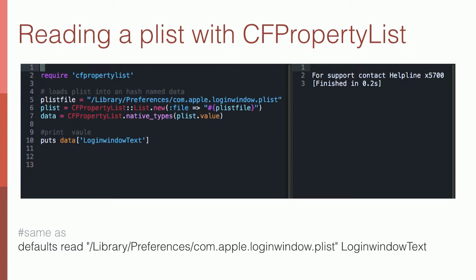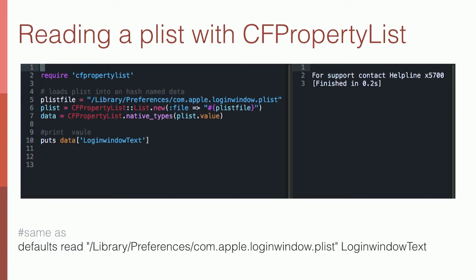So you would say, well, then why would I write 5 lines of code if I can just do it with the defaults command? And I would say you probably wouldn't, right? If you were at somebody's machine and you just needed to run a one-off, I doubt you're going to write 5 lines of Ruby code, require CF property list, and go through the whole song and dance. You're going to just do defaults read, give me back the value. And that's fine, right? Use the tool that makes sense for the job.